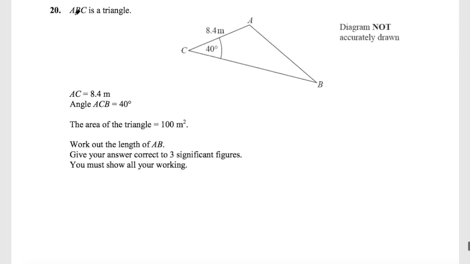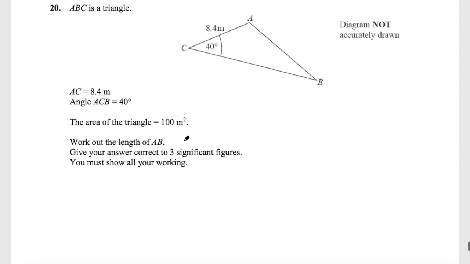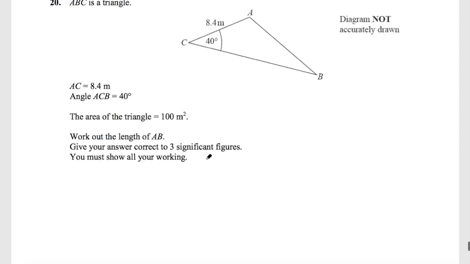Question 20 says ABC is a triangle. AC equals 8.4 meters. Angle ACB equals 40 degrees. The area of the triangle equals 100 meters squared. Work out the length of AB. Give your answer correct to 3 significant figures. You must show all your working.